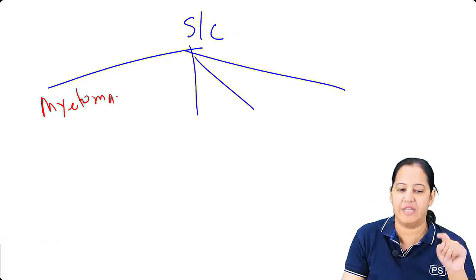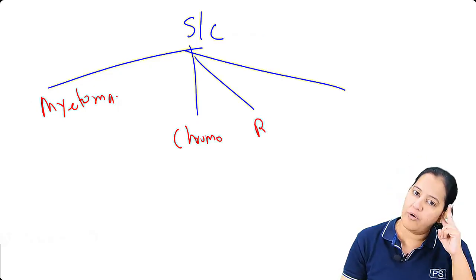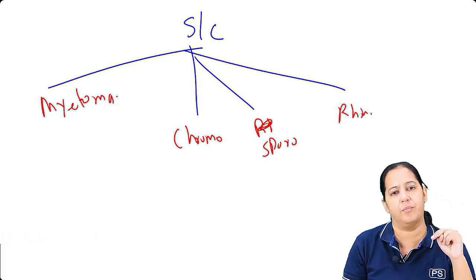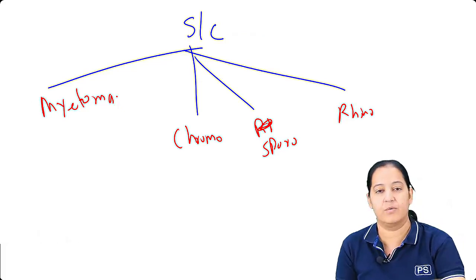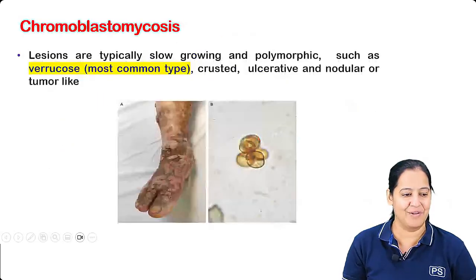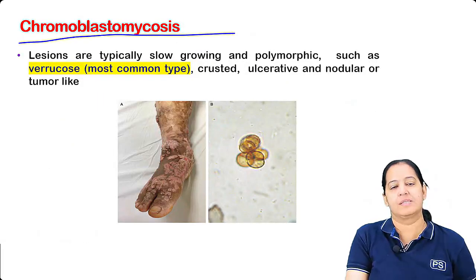Three more I have to teach you. So I'm starting the second one, chromo. Then I will go on to sporotrichosis, and then last I will teach you rhino. So let's come to the next fungus. First is done, coming to the second, chromo, subcutaneous lesion. Subcutaneous, okay? Yes. So coming to chromoblastomycosis.